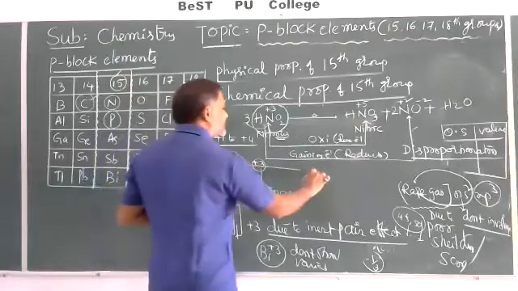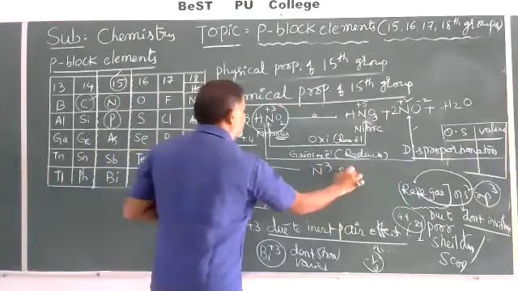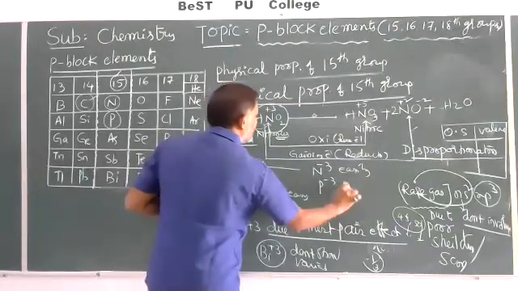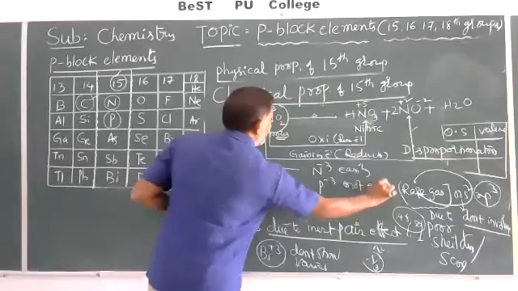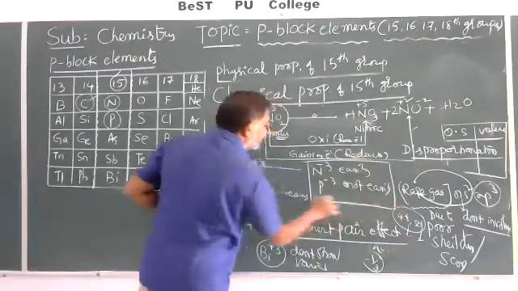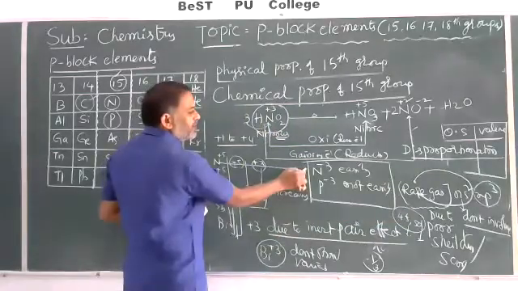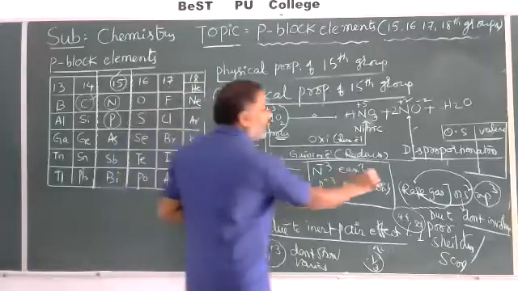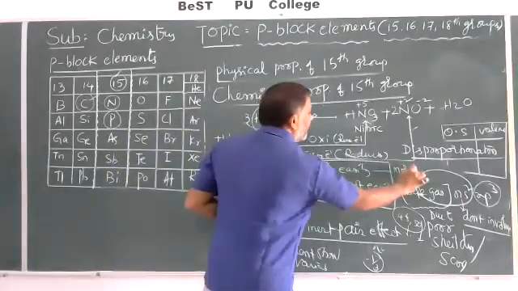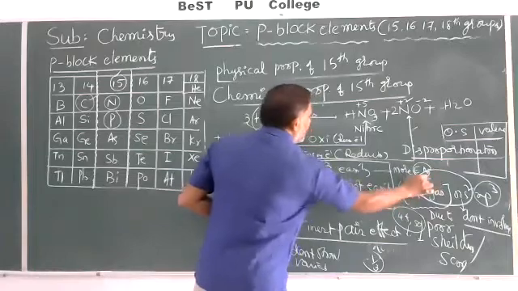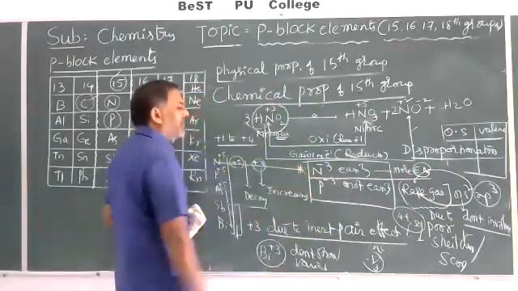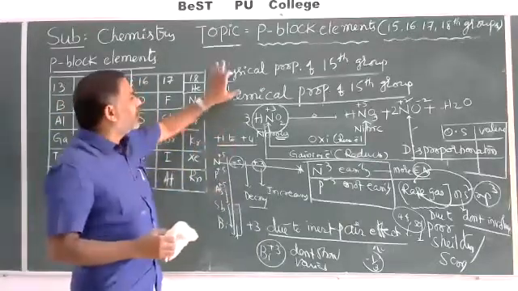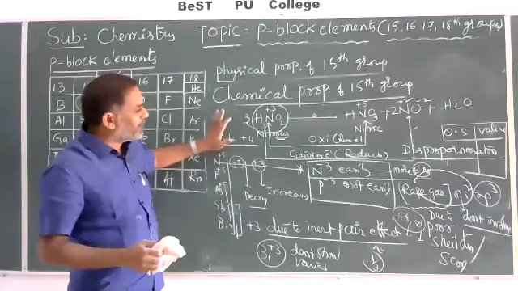Generally nitrogen forms nitride easily, whereas P minus 3 does not form easily. Very, very important. Nitride and phosphide: the reason is that because of its small size, nitrogen easily receives electrons, and has more electronegativity. Due to the higher electronegativity, nitrogen forms N minus 3 easily, whereas phosphorus does not. So this is the chemical property, variable oxidation states of 15th group elements.